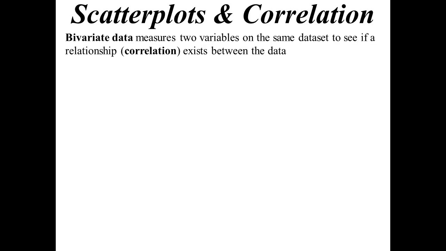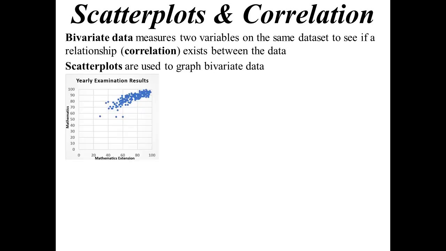So correlation and the graphical representation. When we're looking at correlation, we usually use scatter plots. It's when we have bivariate data, we're comparing two sets of data. Here is a scatter plot.